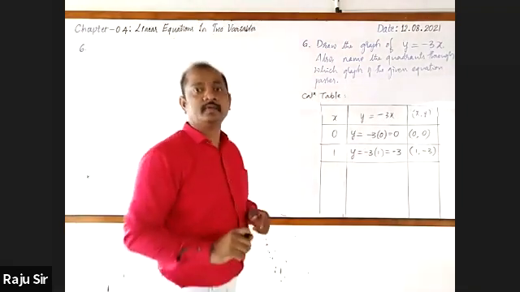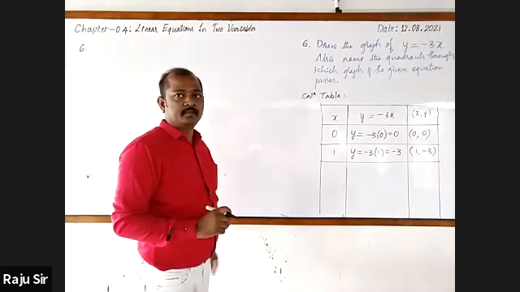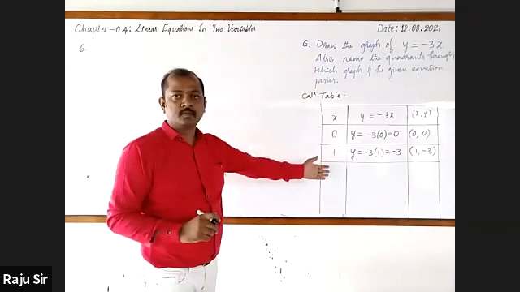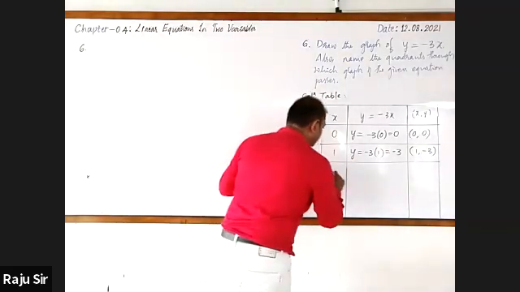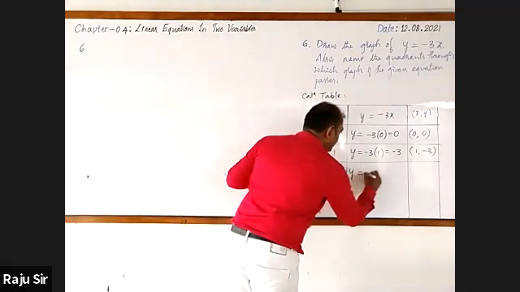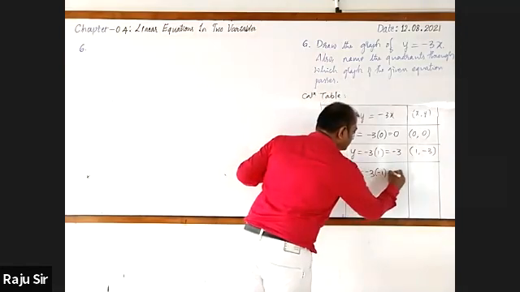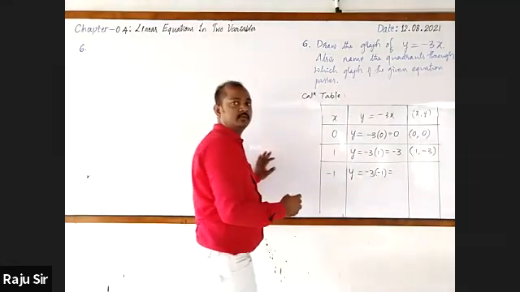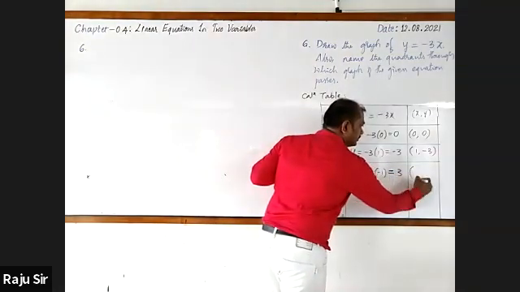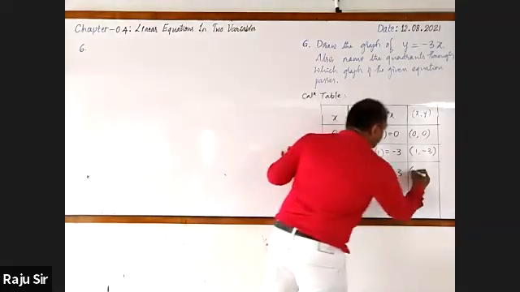Next. Niharika. Sir, minus 1. Choose anyone. Minus 1. Okay. Very good. Continue quickly. Y is equal to minus 1 into minus 3. Y is equal to 3. Minus 1 comma 3, sir. Yes. Minus 1 comma 3.